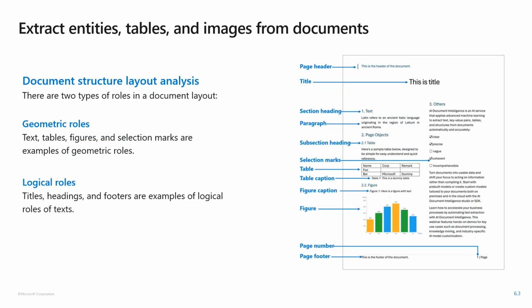Remember the concept of document intelligence layout models. The Document Intelligence Layout Model is an advanced machine learning-based document analysis API available in the Document Intelligence Cloud. Know that the document structure layout analysis is the process of analyzing a document to extract regions of interest and their interrelationships. Recall the two types of roles in a document layout.